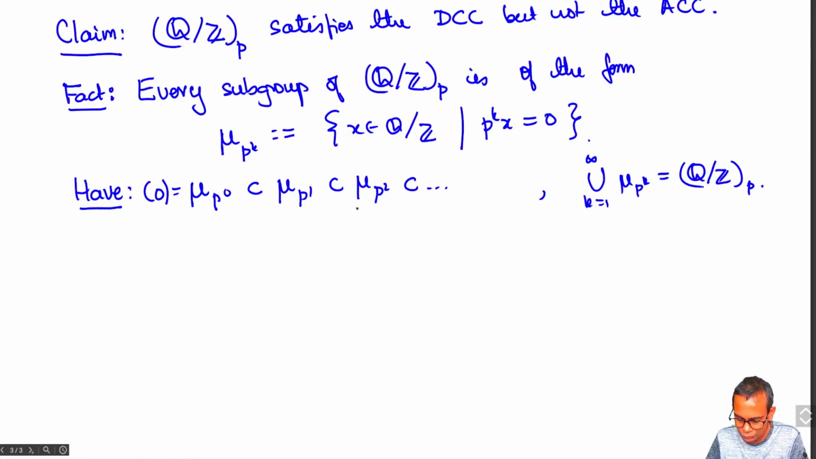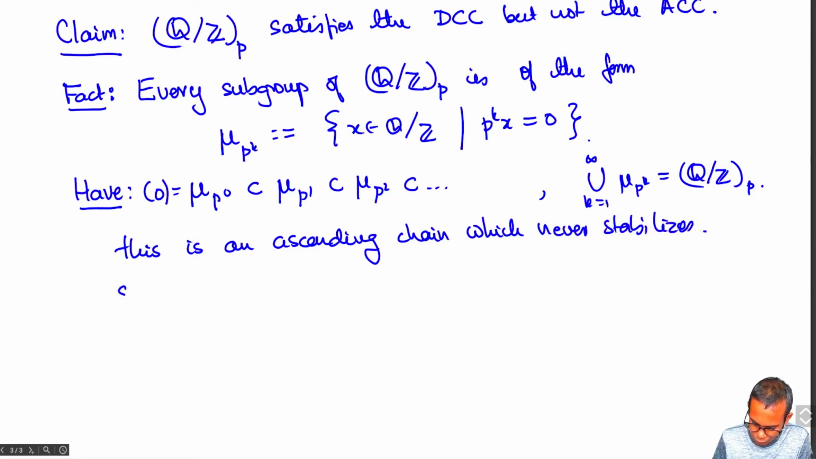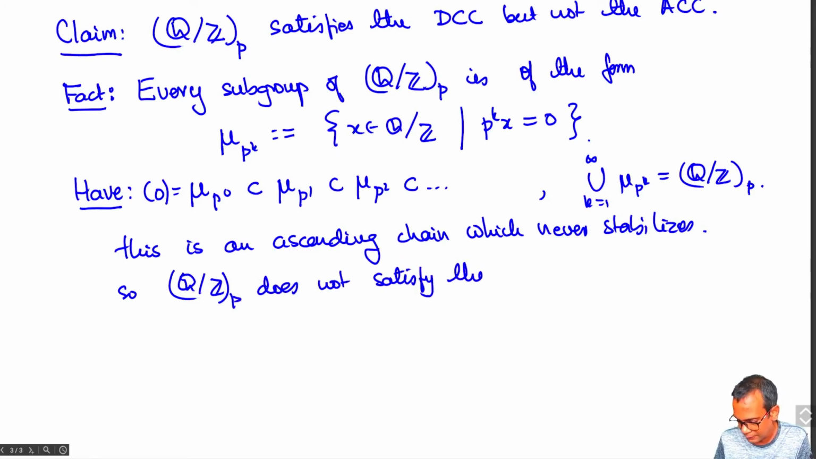And so if you have any chain here, it will just take terms from this. Now clearly if you have a descending chain, it will terminate, because if it has any of these elements, you have only finitely many subgroups contained in it. Whereas this chain itself is an ascending chain, which never stabilizes. So Q mod Z p does not satisfy the ACC. However, it does satisfy the DCC.